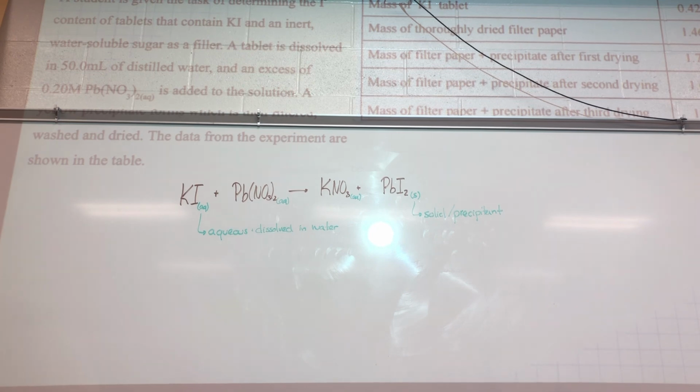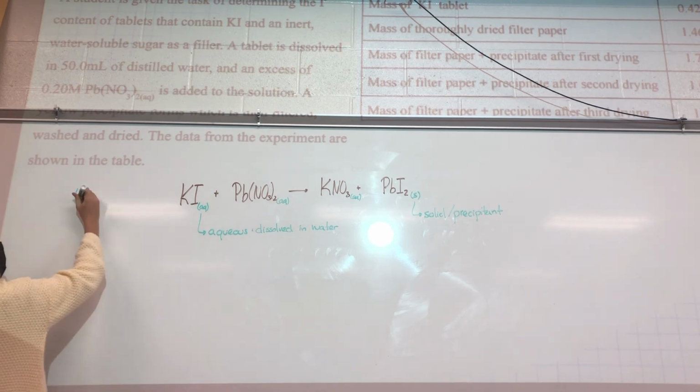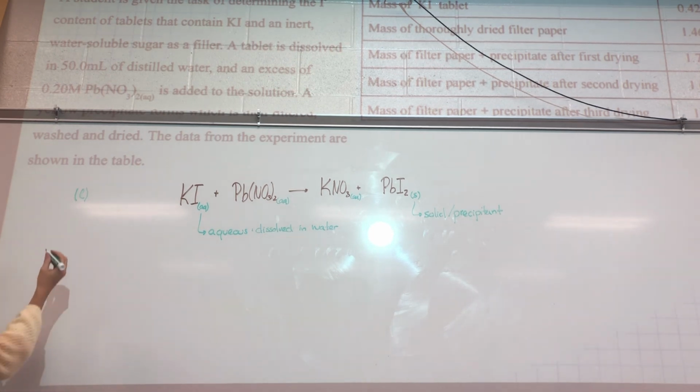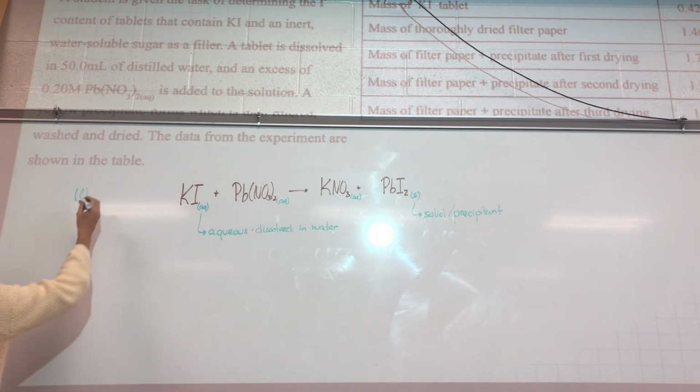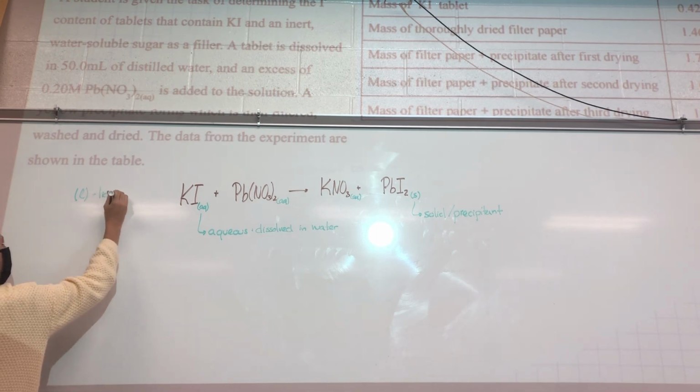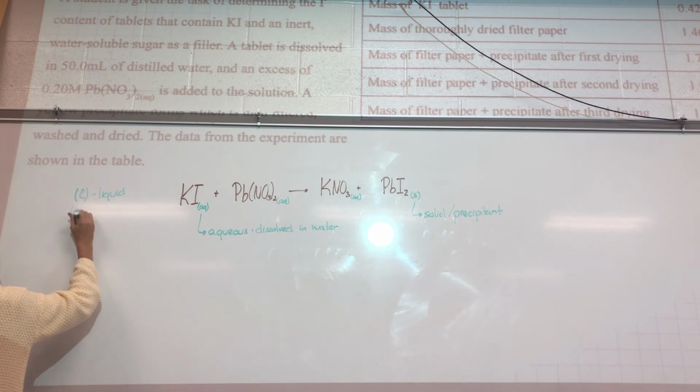Two other symbols you might see in problems: you could see a little (l). Typically the l is written in cursive, so you don't confuse it with the number 1. If you see an l, what do you think that means? That's a liquid. And then (g) means it's a gas.